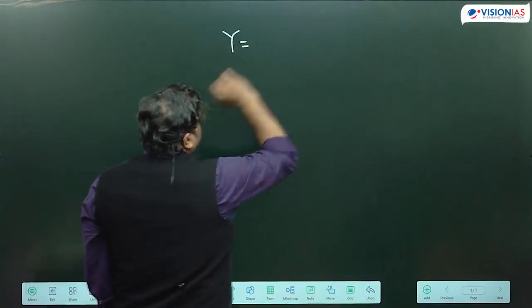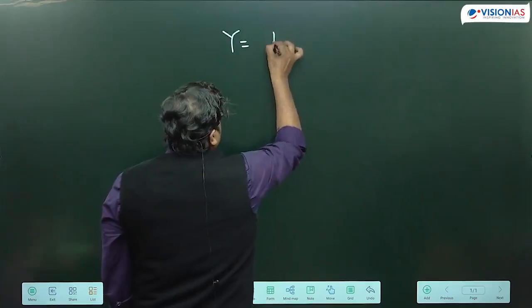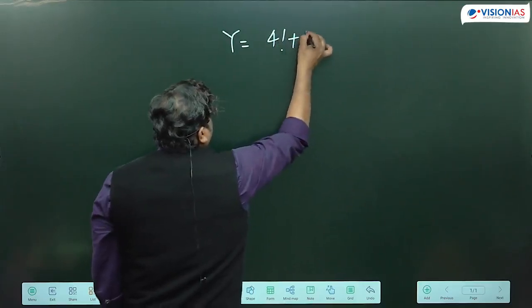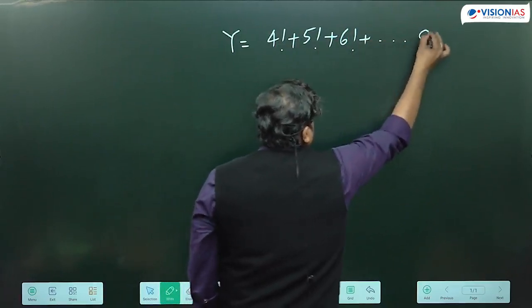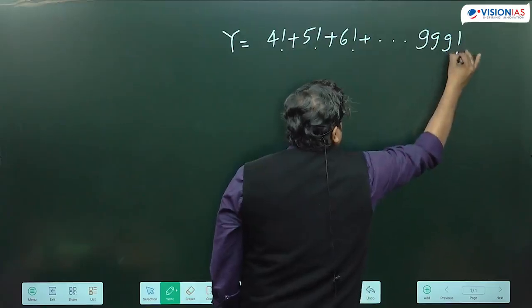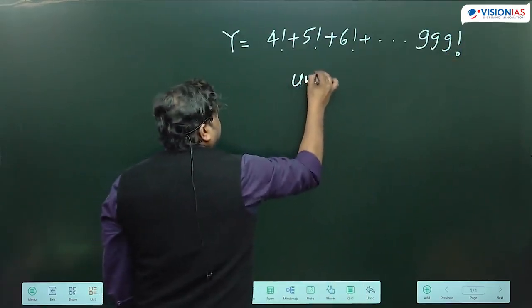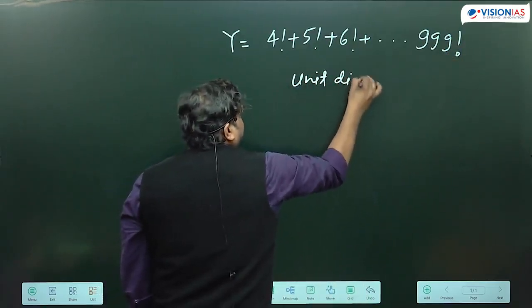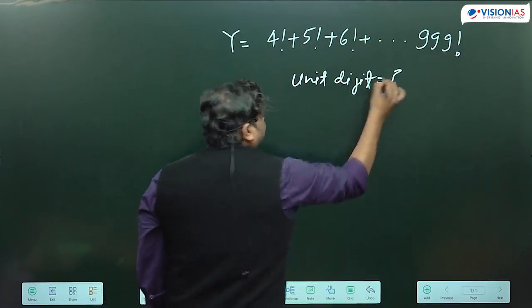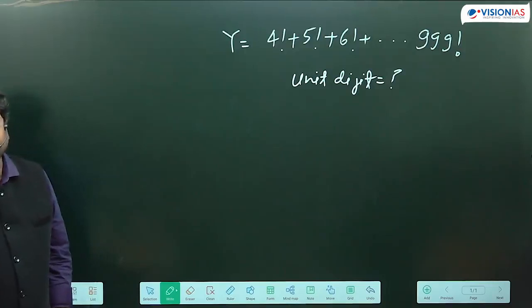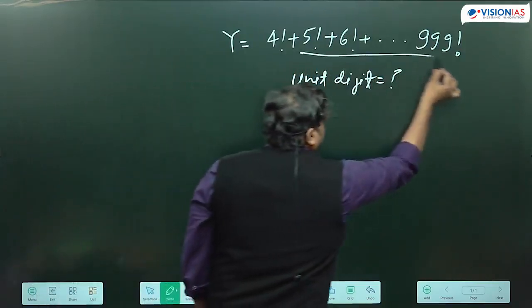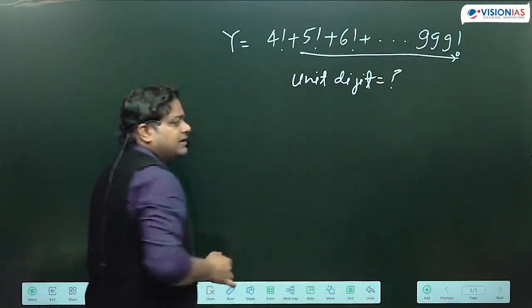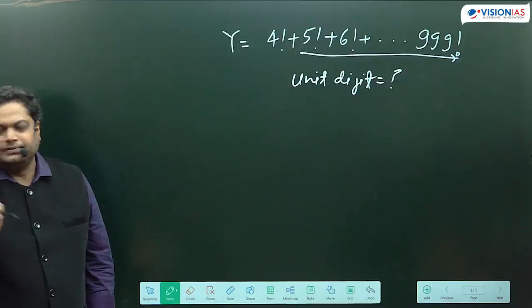Then if I write y is equal to 4 factorial plus 5 factorial plus 6 plus 999 का factorial, what will be the unit digit? ये तो सिंपल है ना? So we can see कि 5 factorial and beyond everywhere will get at unit place 0.